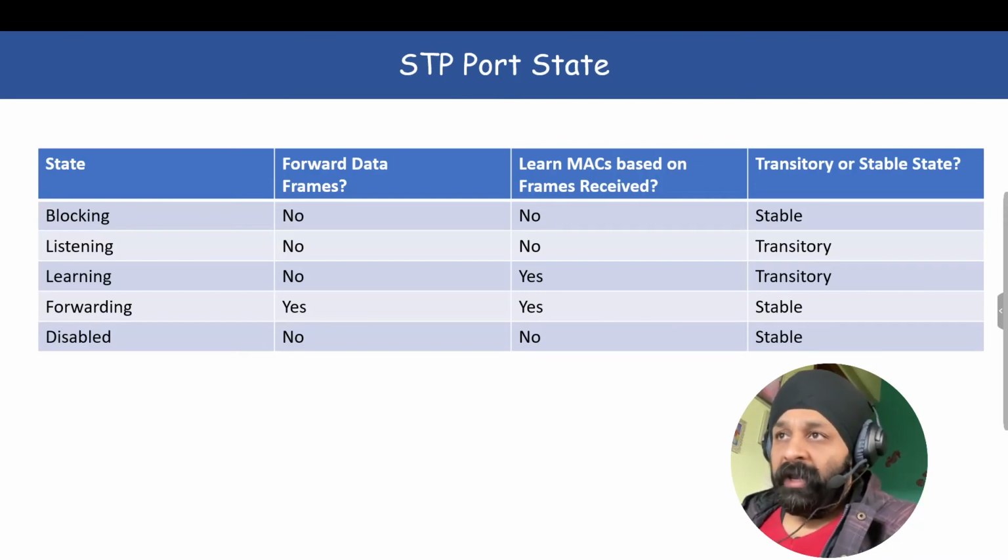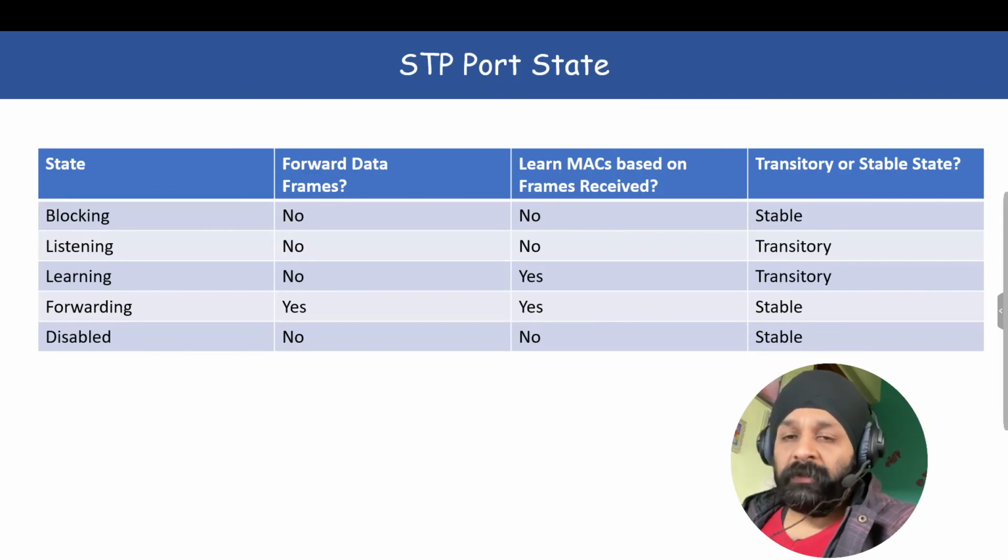So in blocking, no data frames are transmitted, nothing is learned, but this is a stable state. That means it's not going to be fluctuating from one state to another. But in listening and learning, there is no forwarding of frames happening in both, but in learning, it is at least learning the MAC addresses. Both these states are not stable states. These are only transitory states. It will remain in this state only for 15 seconds, and after that it is going to change state again. Now in forwarding, it forwards the data frames, it learns the MAC addresses, and this is also a stable state.